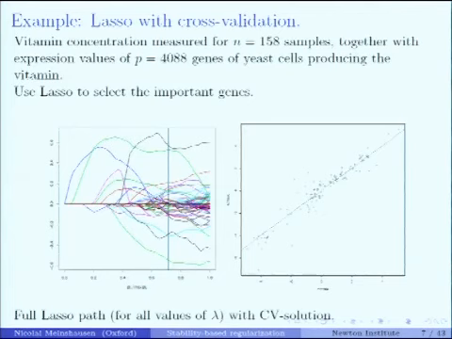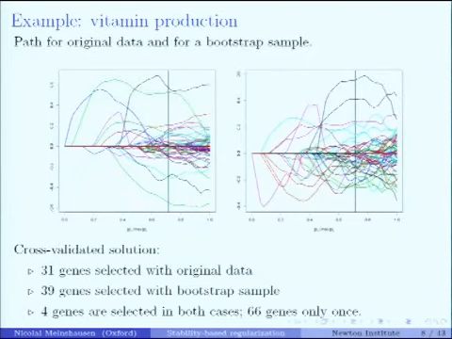And so the question then is, of course, can you trust that solution in some sense? What you can do is what Peter Hall talked about this morning: repeat the whole thing for a bootstrap sample. So the original data are here, that's the path. For the bootstrap sample, you get that path here, and the cross-validated solution is again this one. If you compare the solutions you get, you select 31 genes here, 39 genes there.